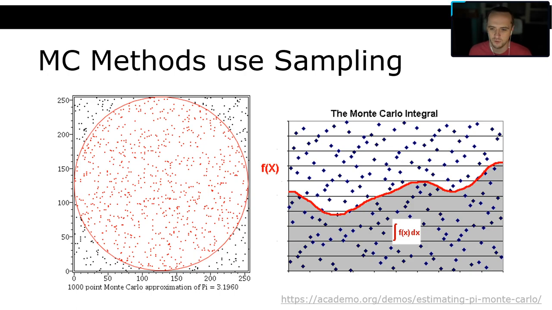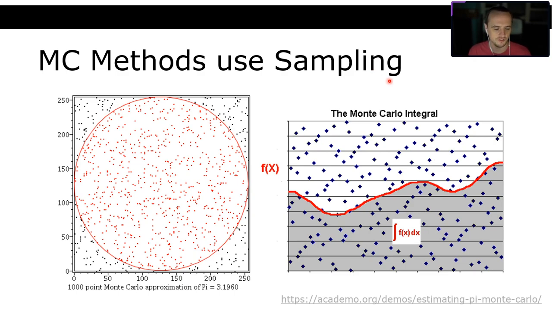And if those random points fall under the curve, then I can count those. If they fall outside, they won't. And so again, I can use that ratio of points that fall under the curve versus points that fall over the curve, and then multiply that ratio by the area of the overall rectangle. And what I've done is now I have an approximation of the integral. These are called Monte Carlo methods because they use sampling, they use randomness, etc. And that's how they work.